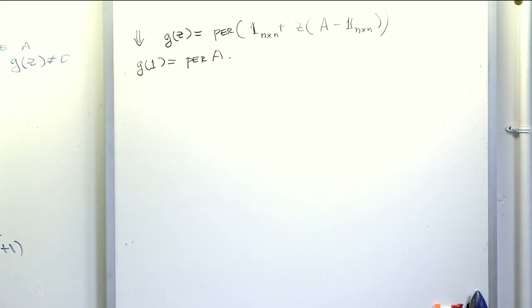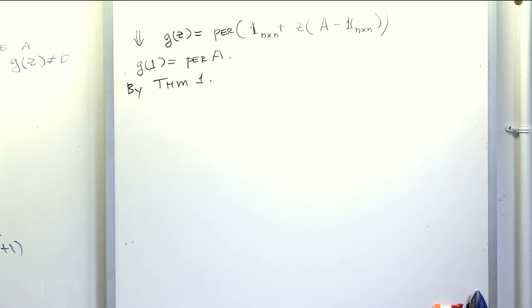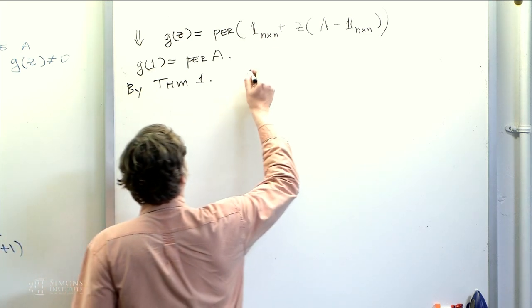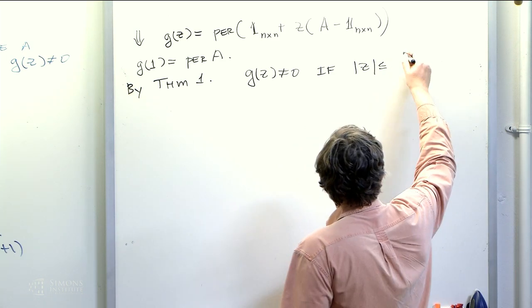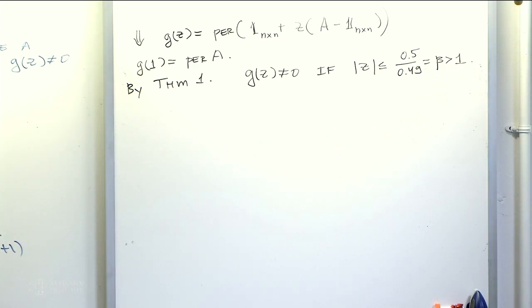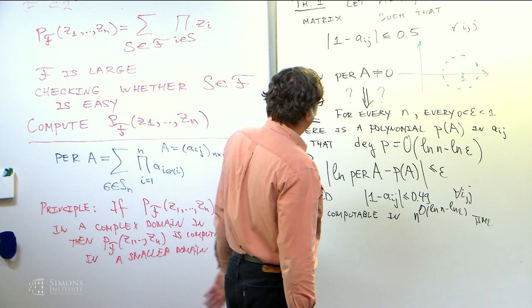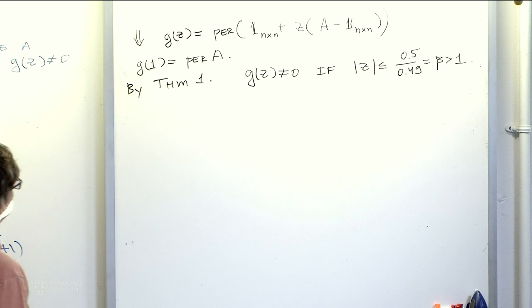So I know that if my matrix satisfies this tighter condition, then by theorem 1, which I didn't prove, but intend to do, I have that g of z is not 0 if z does not exceed the ratio 0.5 over 0.49, which I call beta, and which is greater than 1. So if I know that the entries of my matrix don't deviate by more than 0.9, then if z is in that disk, the entries of the matrix inside the permanent do not deviate from 1 by more than 0.5, and the permanent is not 0.